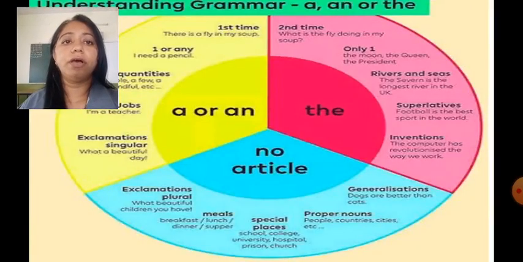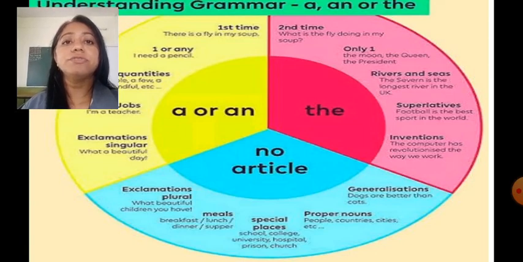So children, a or an is used when we are mentioning something for the first time, in the singular. There is a flag in Mysore. A or an is used before quantities, that is a few, a handful, etc. A or an is used before jobs, that is I am a teacher, I am an engineer, etc. A or an is used before singular exclamation sentences, that is what a beautiful day.